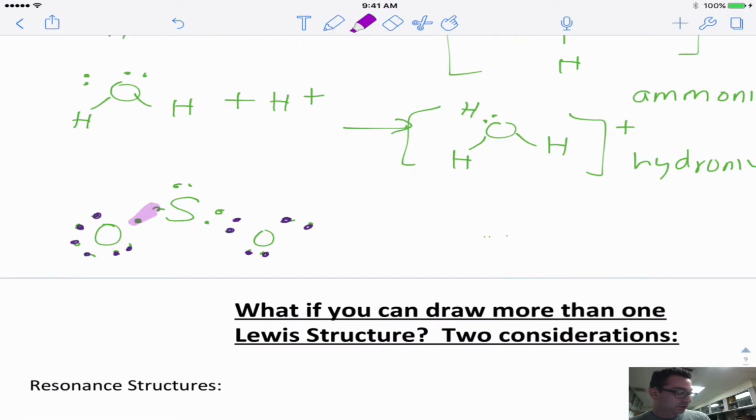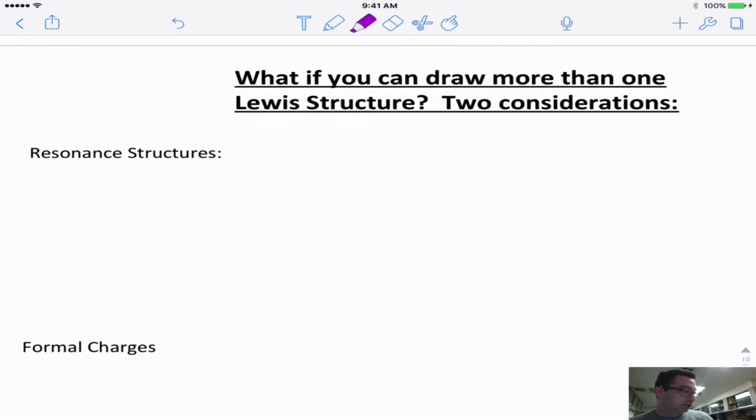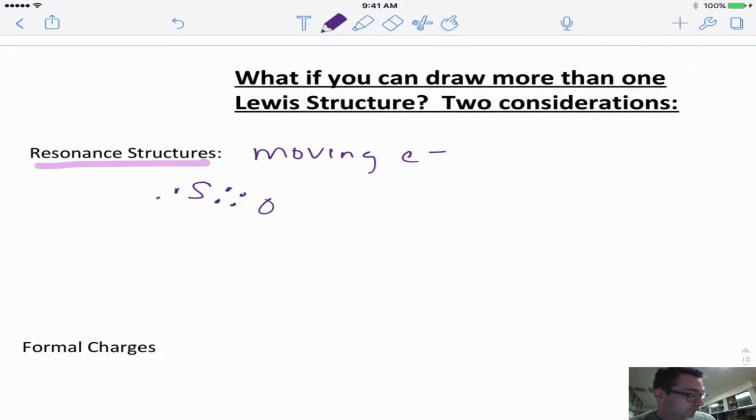All right, so let's talk about something related to Lewis structures, one of the skills you need to know how to do, and that is resonance structures. What happens if you can draw more than one Lewis structure? That's the first consideration we need to think about. With resonance structures, all I'm doing is moving the electrons. Like we have a situation where we have SO2. I can draw it like this, where I have all my dots.